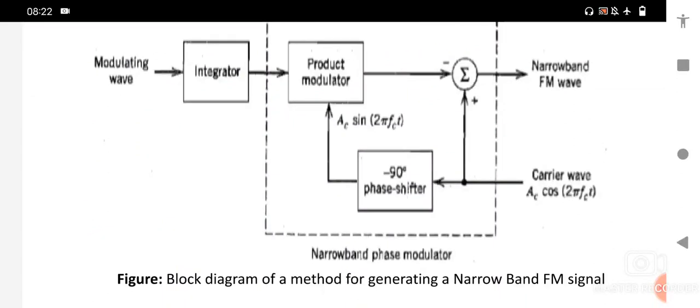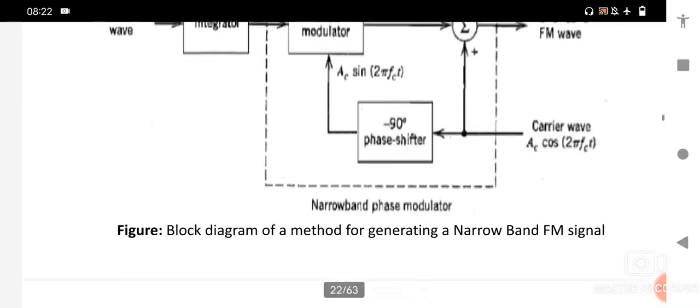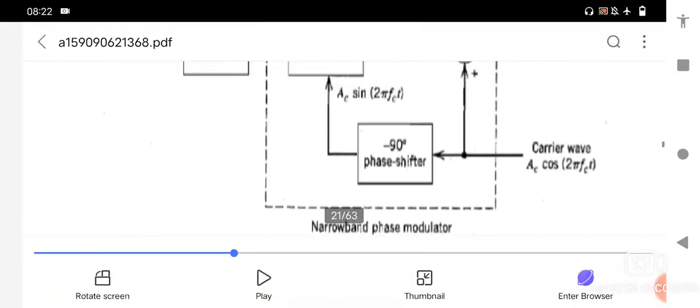Here the modulating wave goes to the integrator, which gives to the product modulator. Here we have one product modulator, a 90-degree phase shifter, and a summing junction with minus and plus, giving the narrowband FM. The carrier wave is AC cos 2 pi fct. This is the block diagram of a method for generating a narrowband FM signal, right?